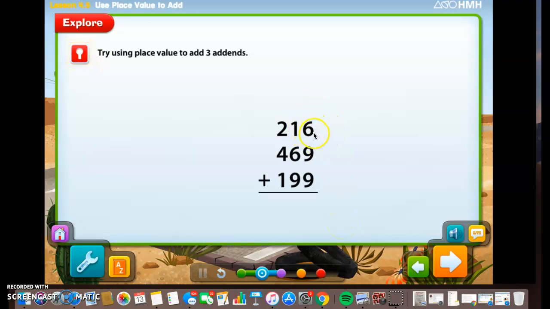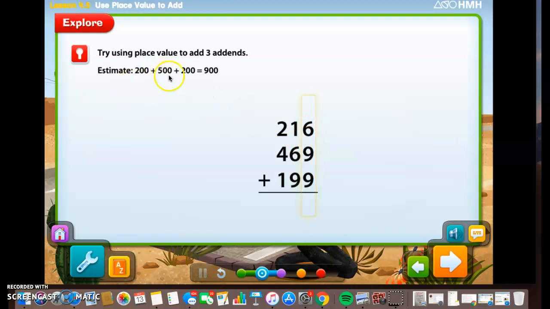Okay, so we're going to add the ones first. Do you see how we're going to have to move one over here? Let's see what happens. Before you start, round each addend to the nearest 100 to estimate the sum. We're going to round first.